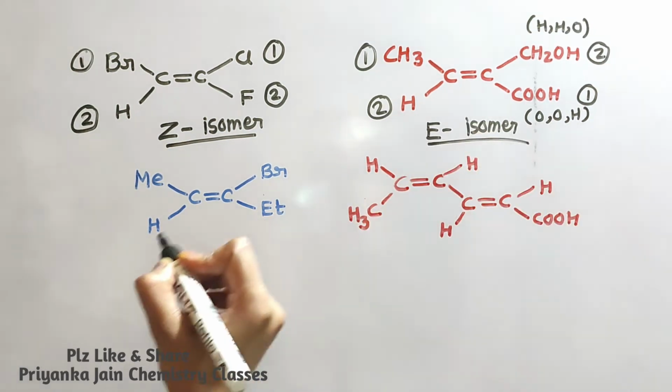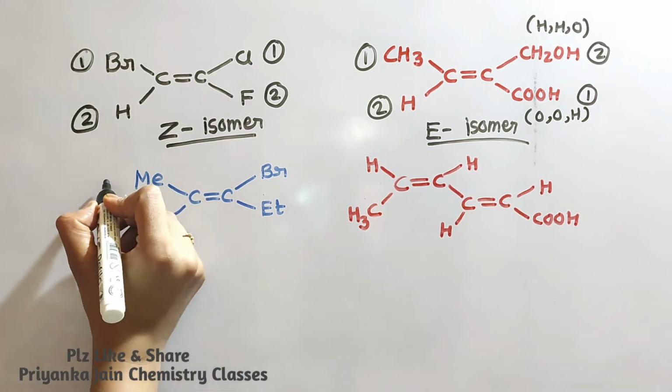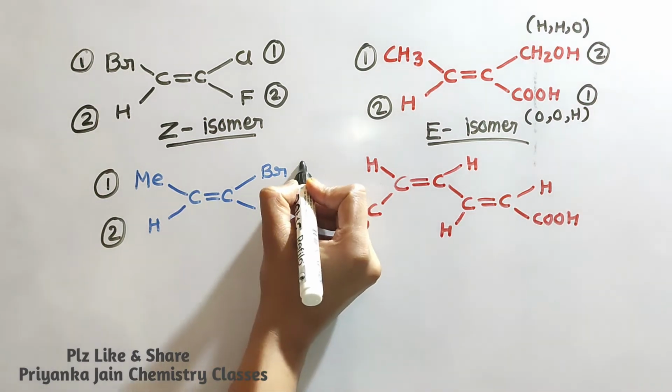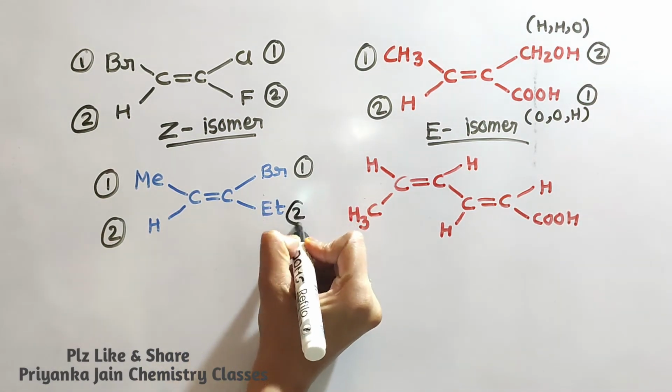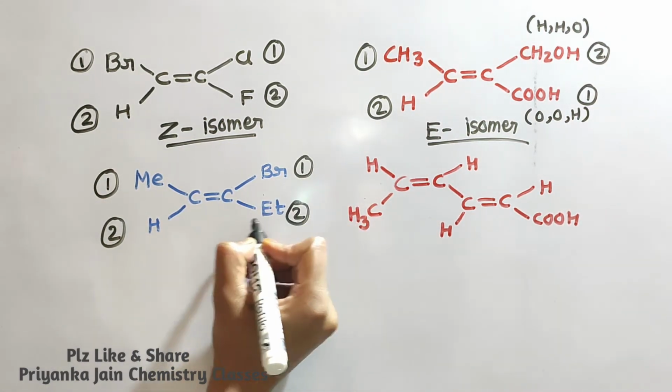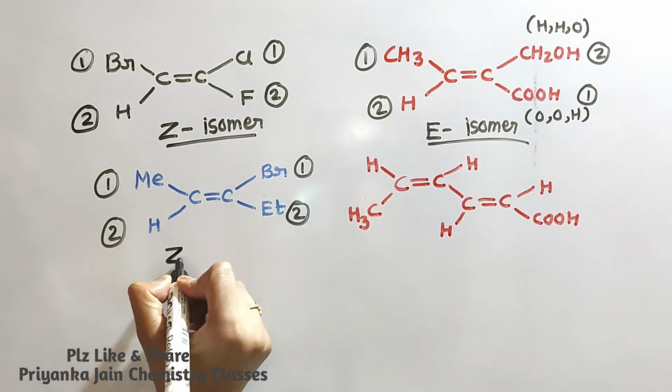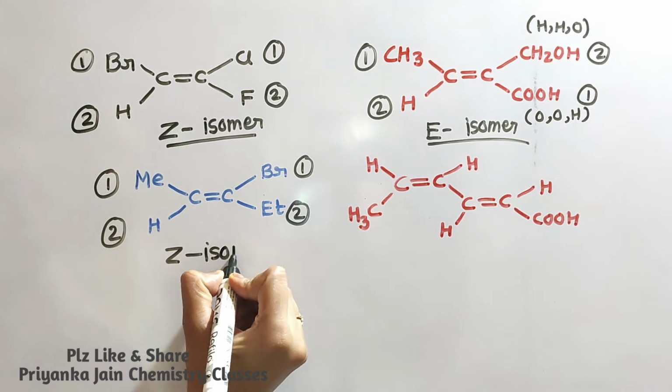Now see here, in this case first priority will be for this, second for this. Similarly see here, first is for this and second for this, C2H5 group. So now first priority groups are on the same side, then this is Z isomer.